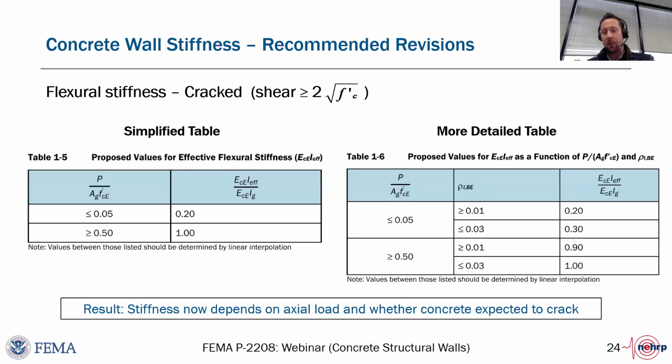And that's actually documented to some extent in the commentary that was added in 41-17. But this allows a more practical implementation of that, so you can pull it from a table. There's a more detailed table that considers both the axial load ratio and the vertical reinforcement ratio. And generally speaking, as you increase axial load ratio or vertical reinforcement ratio, you're going to see an increased effective stiffness.